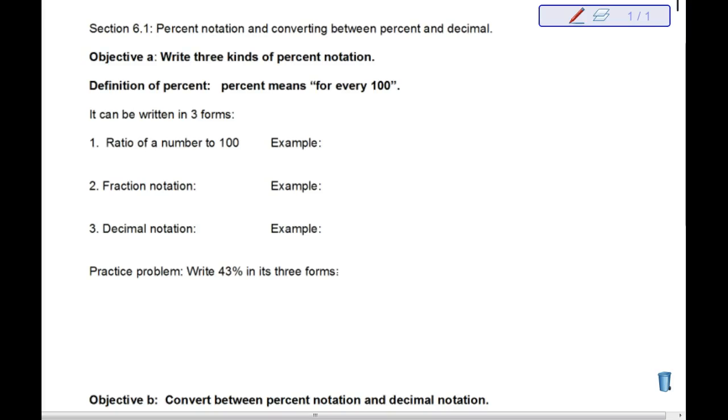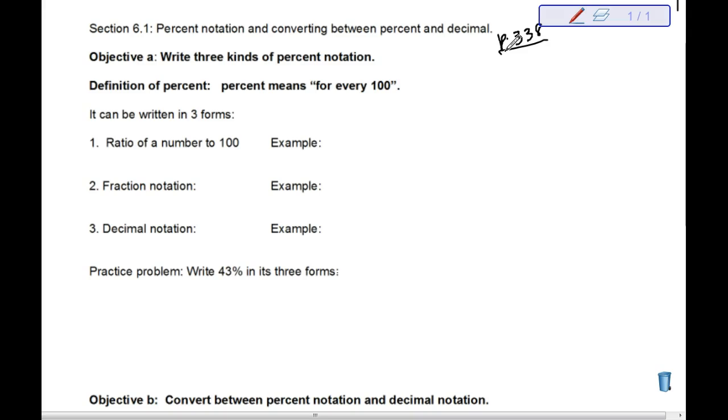Welcome Math 20. Today we're going to be doing some notes for section 6.1. That's on page 338 in your textbook. So it would be a good idea to have your book open to that page as you're going through these notes. Remember again, these notes are not a replacement for reading the textbook and studying it. This is sort of a quick summary.